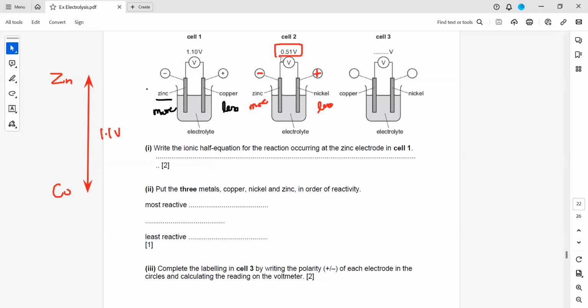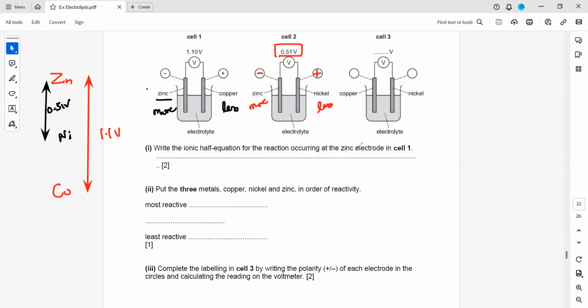So between zinc and nickel, the difference in the reactivity is only 0.51. So they have a smaller difference in the reactivity. And how do we identify zinc is more reactive? Because zinc is the negative electrode here and nickel is the positive electrode. So in a chemical cell, the element which is the negative electrode is more reactive.